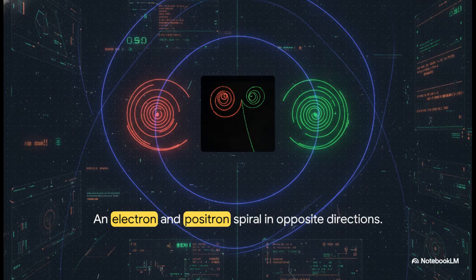Inside a liquid hydrogen bubble chamber, an invisible gamma ray has just transformed into an electron and a positron. Now, the positron is the antimatter twin of the electron, meaning it has the exact same mass but a positive charge. Because they have opposite charges, the magnetic field filling the chamber curls their neon-lit trajectories in completely opposite directions.